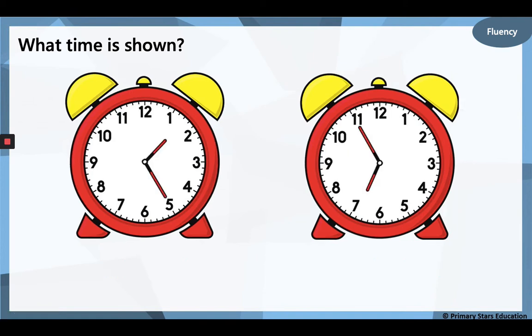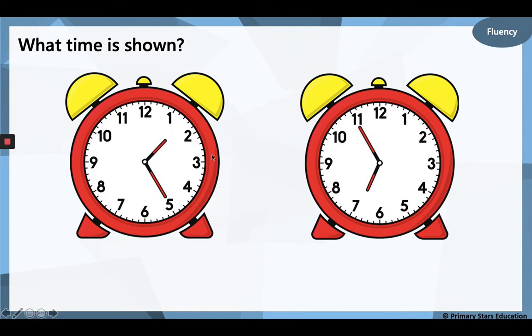Okay, what time is shown? So it's telling the time to the 5 minutes now, so remember to use counting in 5s to find out how many minutes have passed or how many minutes are to. So before the 6 it's past, after the 6 it's going towards the next hour.